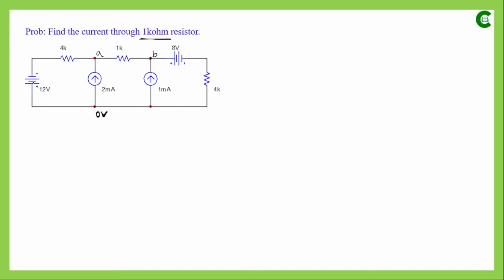Since this voltage source and this resistor are connected in series, we can easily transform this voltage source and convert it to an equivalent current source. For that we have to apply Ohm's law. So the current value for this source will be, the voltage value is 12 volt and the resistance value is 4, so it will be 3 ampere.